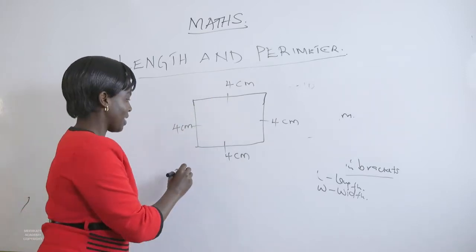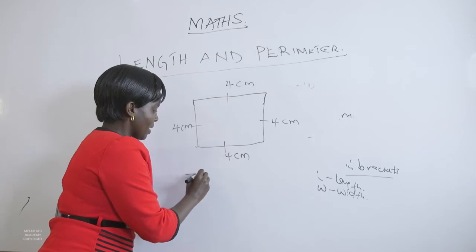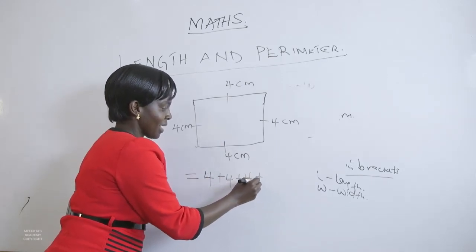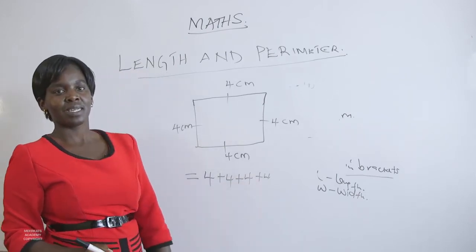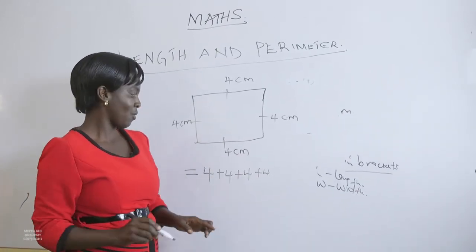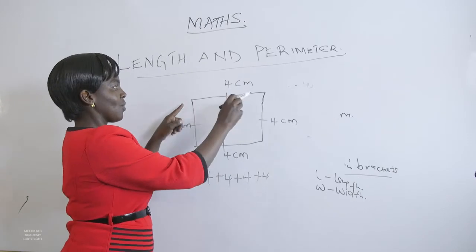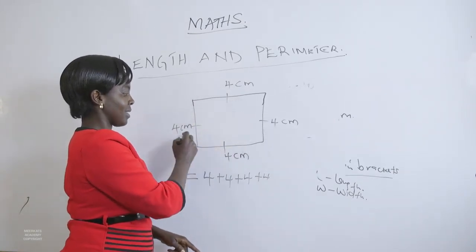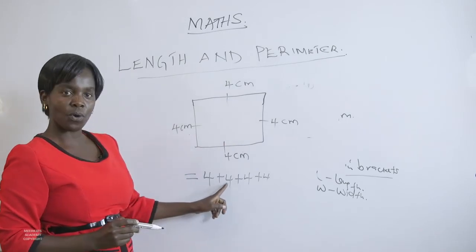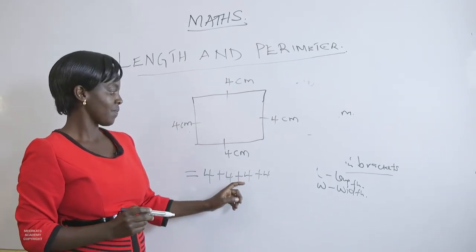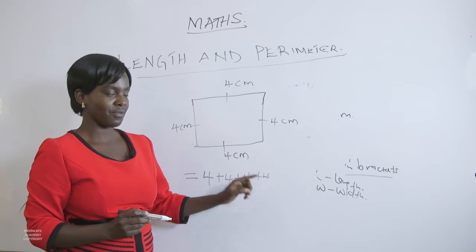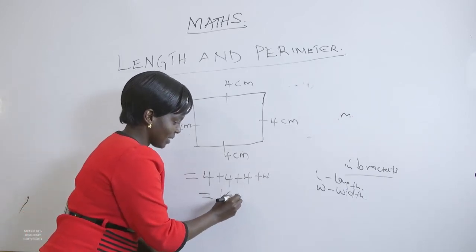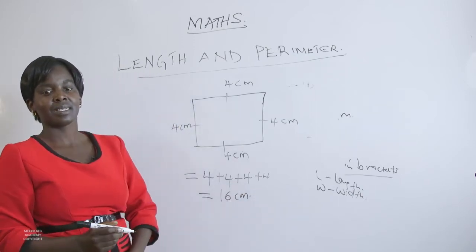For us to be able to get the perimeter of the square, we say 4 plus 4 plus 4 plus 4. Because remember, we have said it is the distance all round the object. So the distance all round this object is all this one, this, and this. So we have 4 plus 4 plus 4 plus 4. If we add them correctly, we realize that we get 16 centimeters.